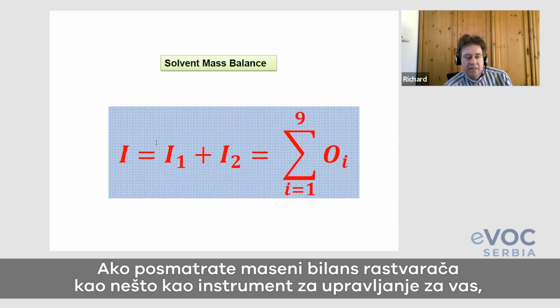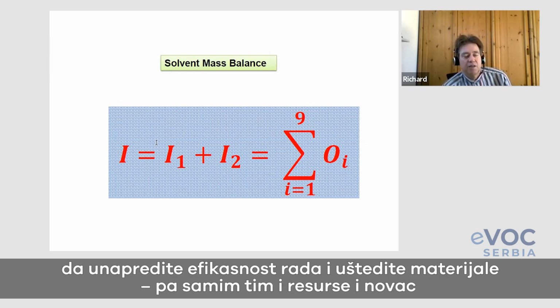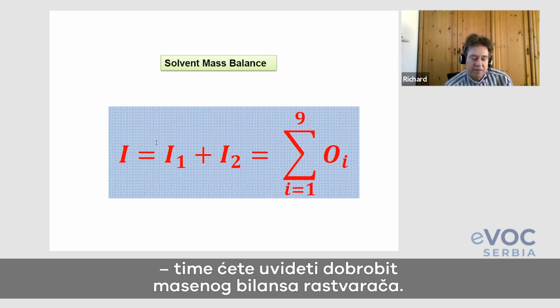If you understand that the solvent mass balance is something like a management tool that will help you to improve your processes, to find out where you can improve the efficiency of your work, where you can save materials, and that means you can save resources and money, then you will find the benefit of such a solvent mass balance.